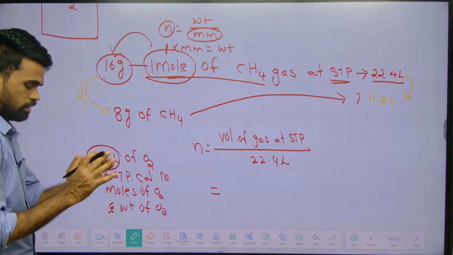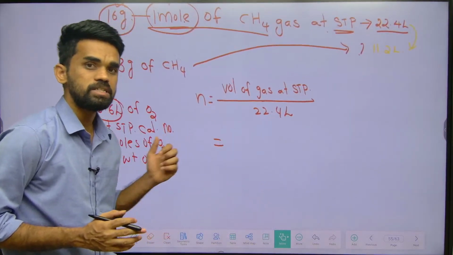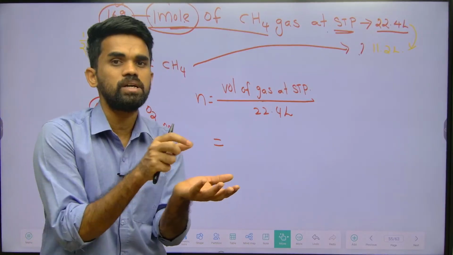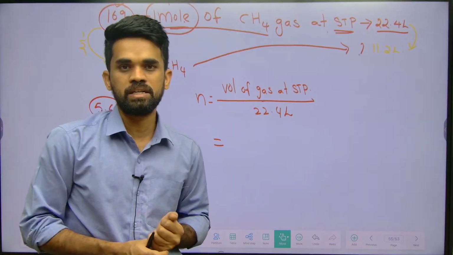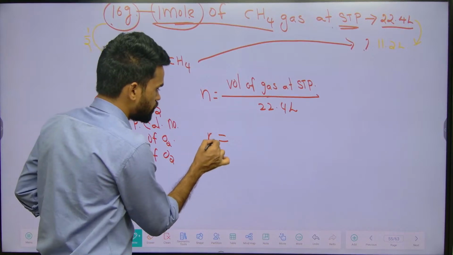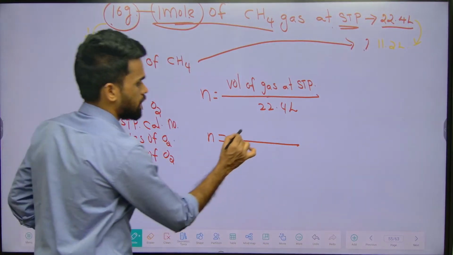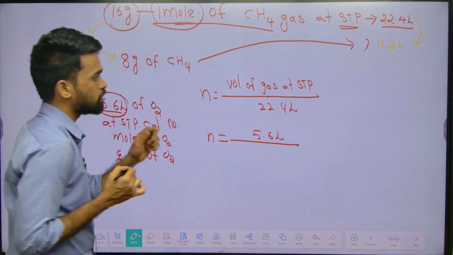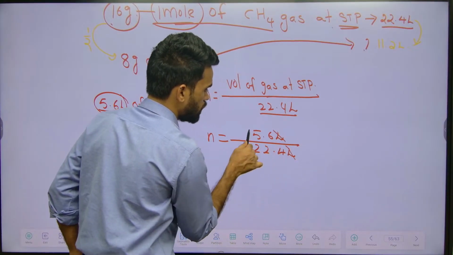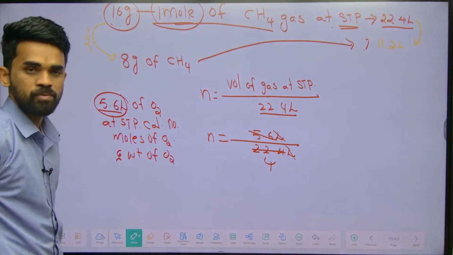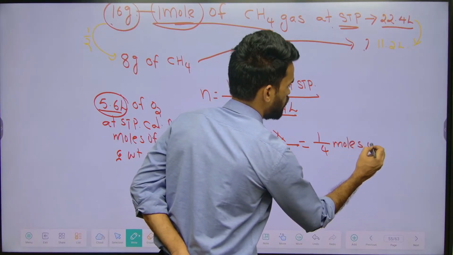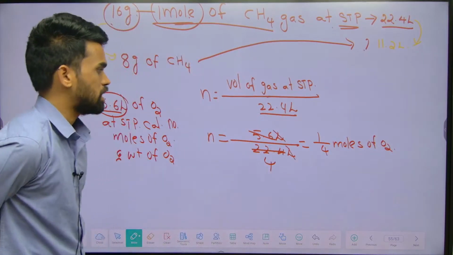In the question they have mentioned 5.6 liters of O2 at STP, and they are asking us to calculate the number of moles of that O2 or the weight of that 5.6 liters of oxygen. So it is simple. First find the number of moles. How many liters have they mentioned? Take it in the numerator, 5.6 liters. And in the denominator, 22.4 liters. So 4 times 5.6 is 22.4. So you got 1/4 moles of O2. Okay, we got the number of moles.